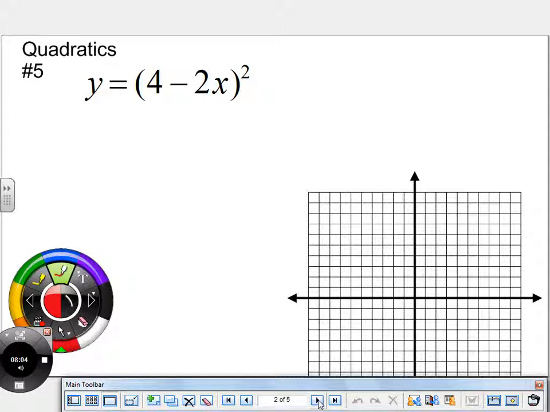It says parabolic functions at the top. It's for quadratics, all the parabola-shaped ones. So I'm going to go ahead and fill in the stuff that you guys should already have.